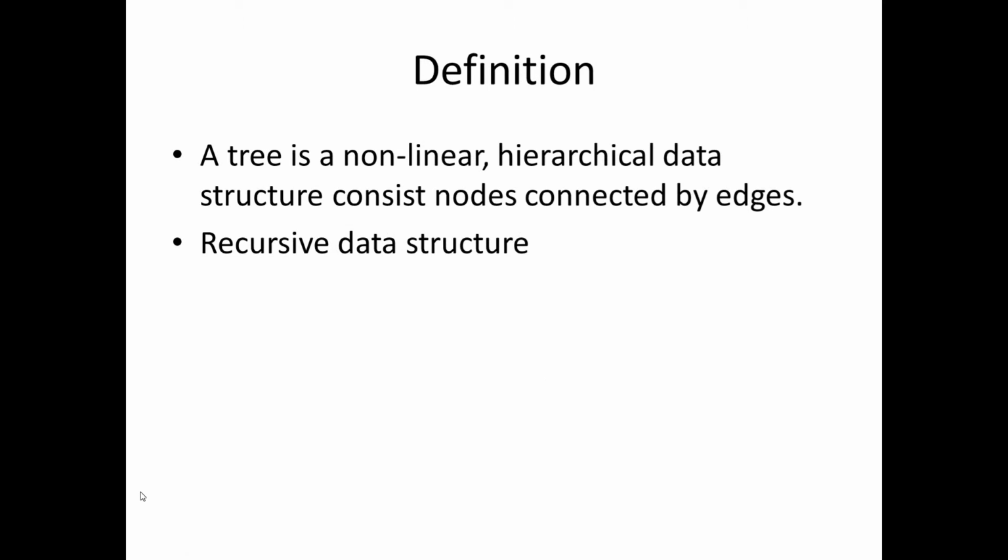First of all, what is a tree? A tree is a non-linear hierarchical data structure consisting of nodes which are connected by edges. Again I repeat, a tree is a non-linear hierarchical data structure consisting of nodes connected by edges. What is the meaning of non-linear hierarchical? I will explain after some time.